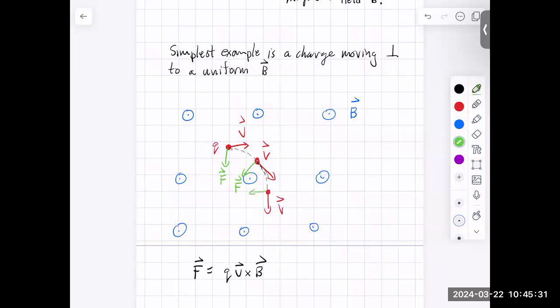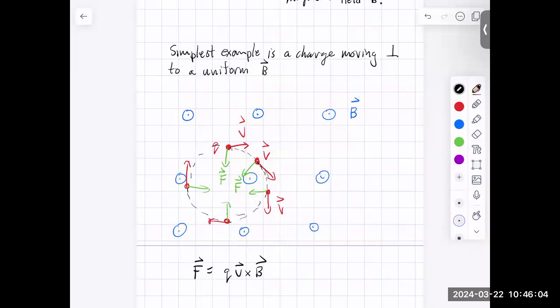And you can see what's happening. What type of motion is this charge undergoing? Circular motion. And so you could keep doing this type of argument, and the charge would follow a circular path where the force would always be perpendicular to its velocity, and it would always point towards the center of the circular path that it follows.